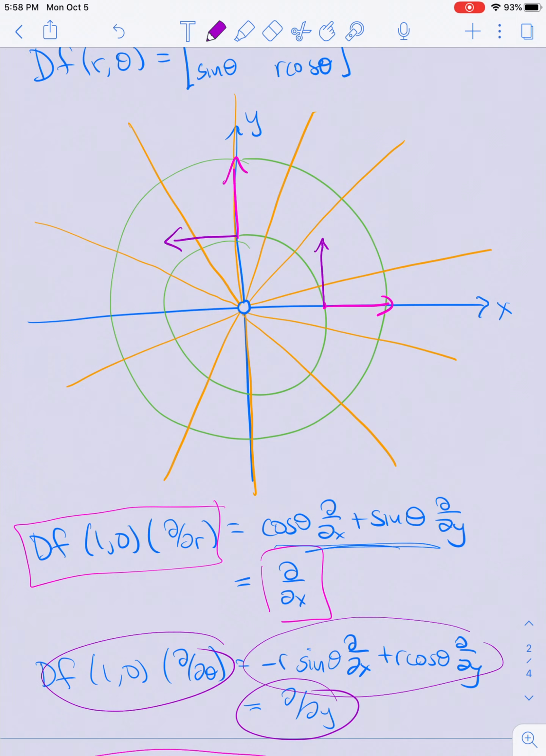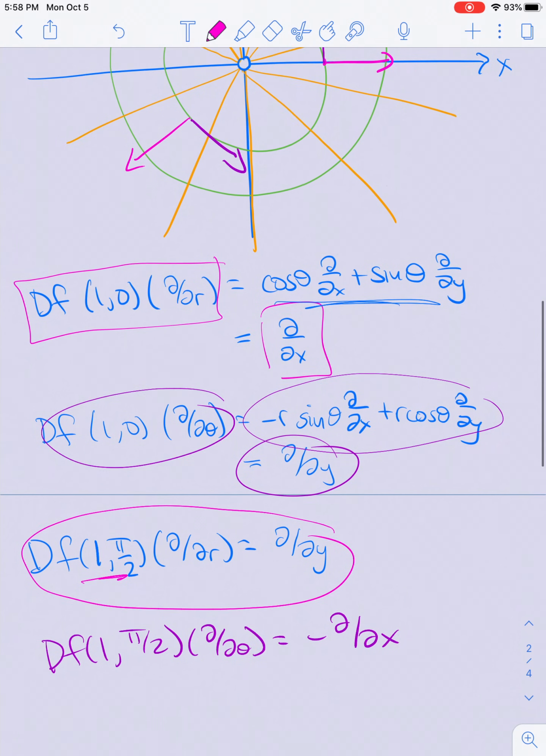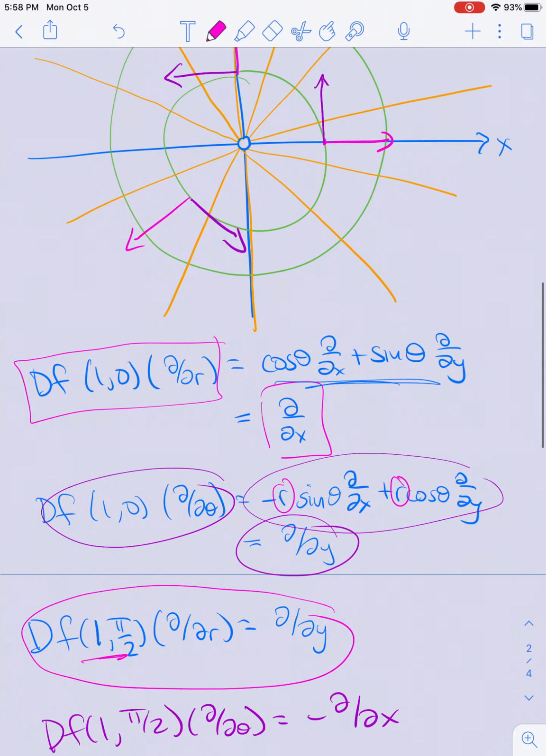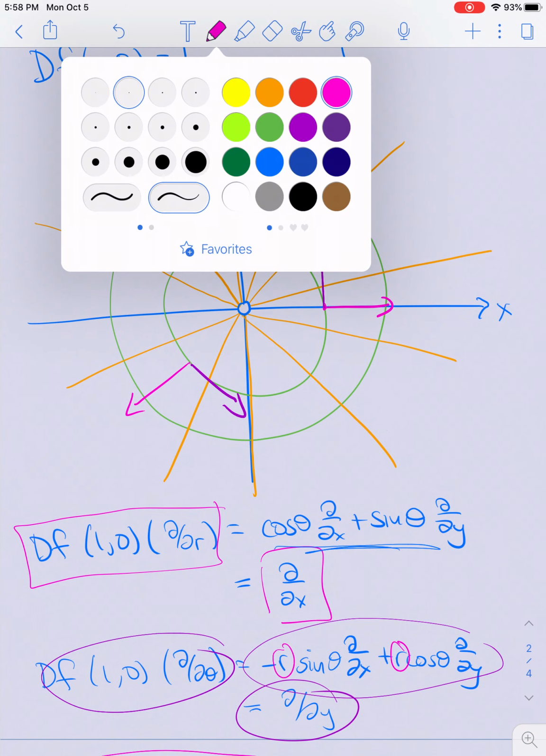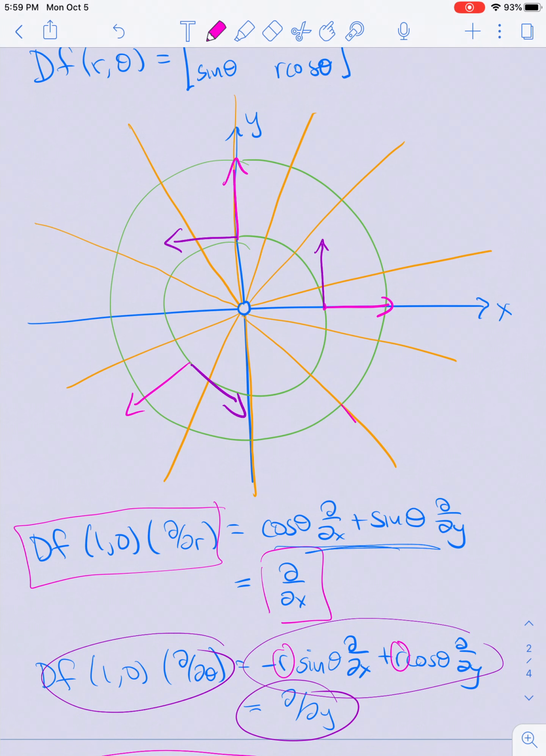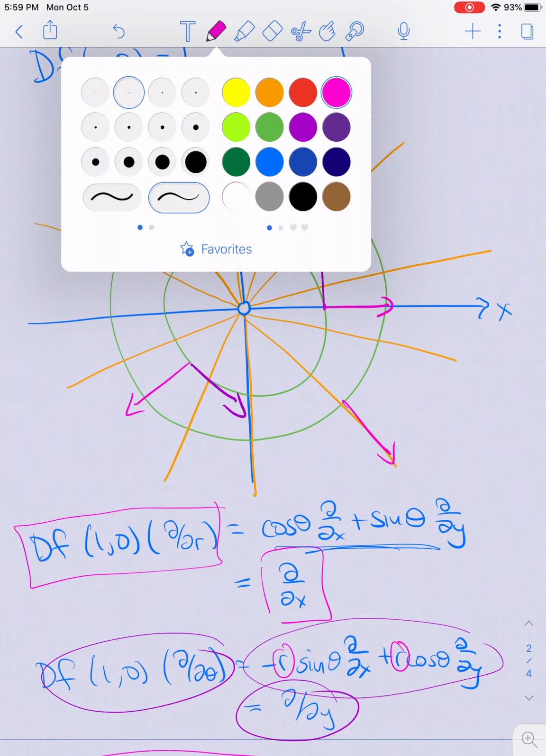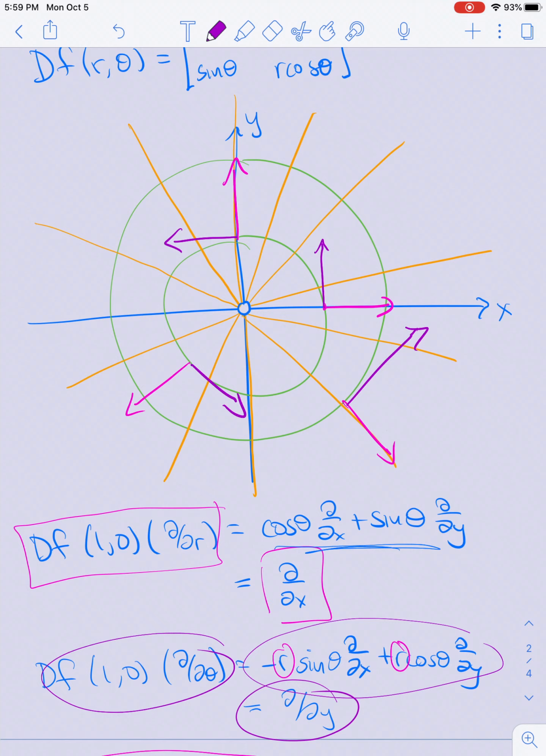And what you'll see in general is that d by d theta is going to end up being tangent to this circle, and d by dr is going to point perpendicular to it. And then the scale of d by dr will not change, but the scale of d by d theta will, because of this r. So when I go out here, for example, I'll have same length 1 d by dr, but now d by d theta is going to be longer. Something like that.